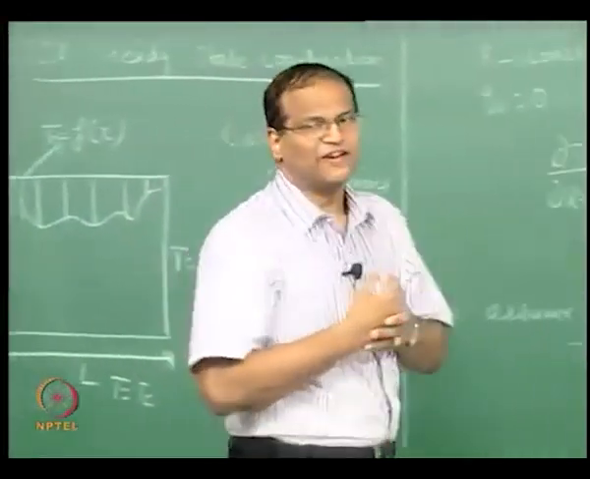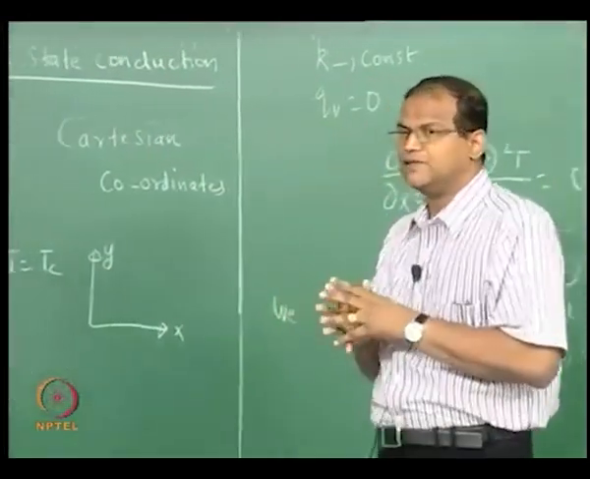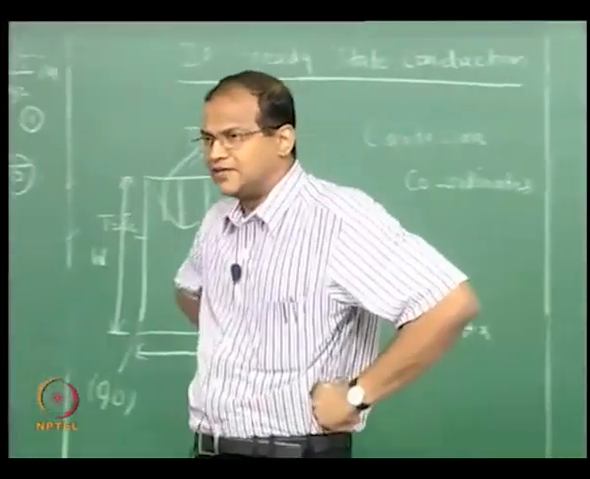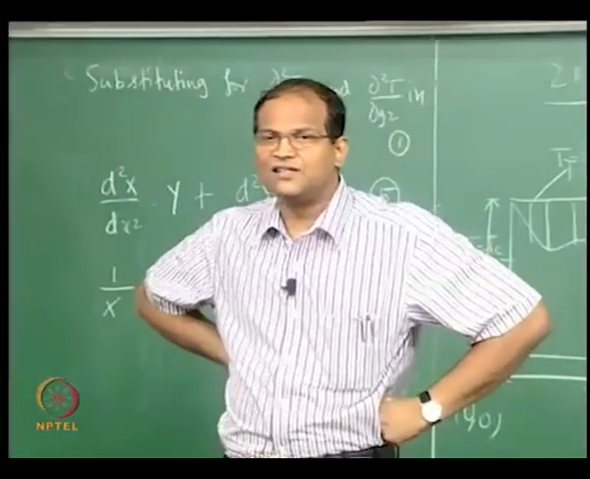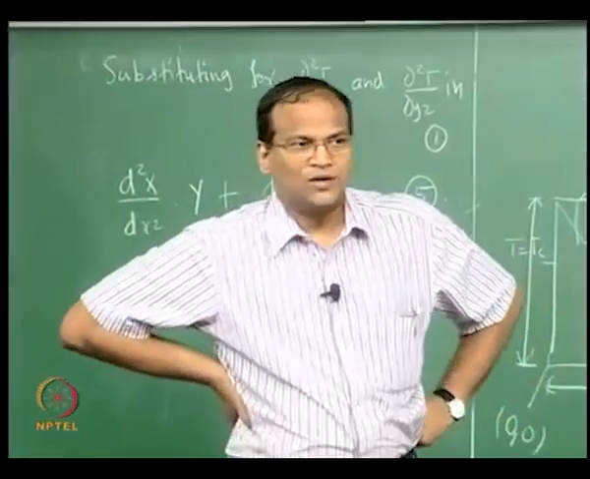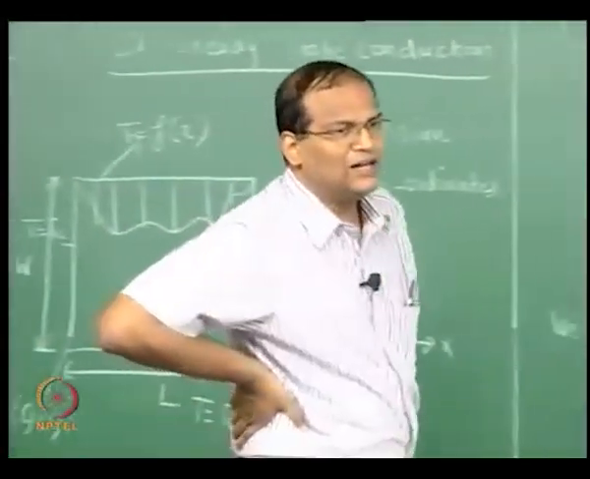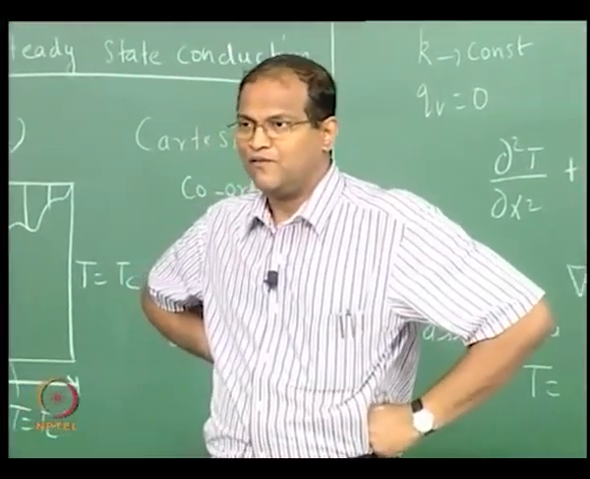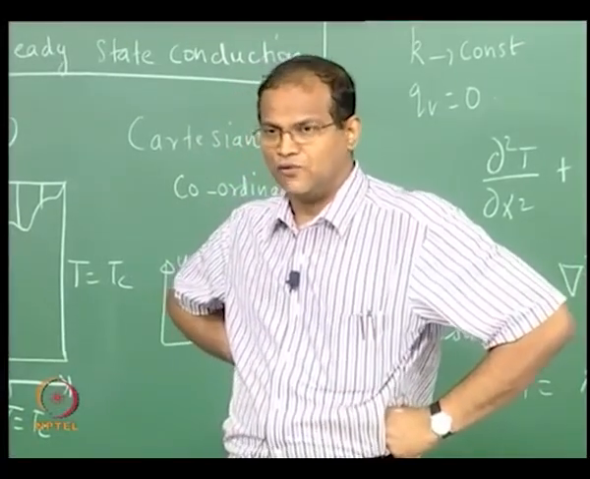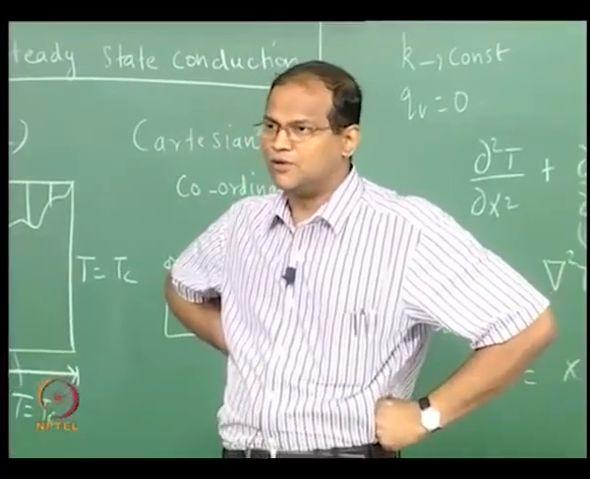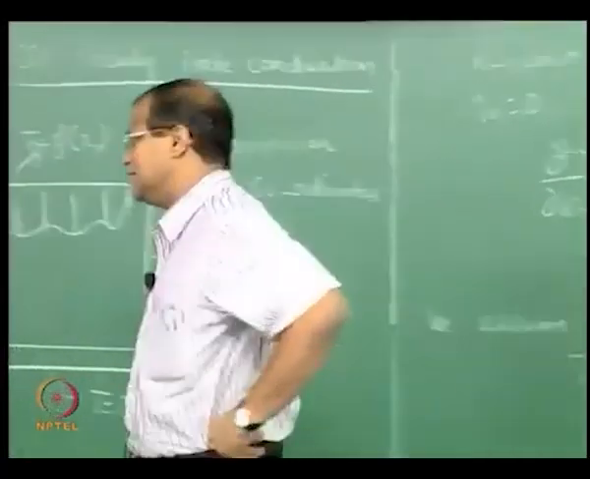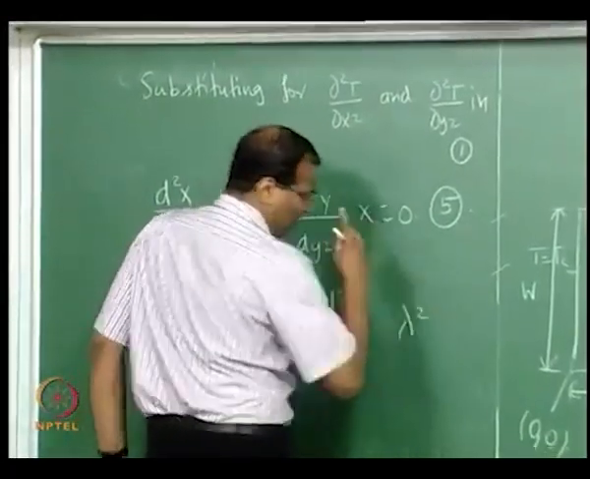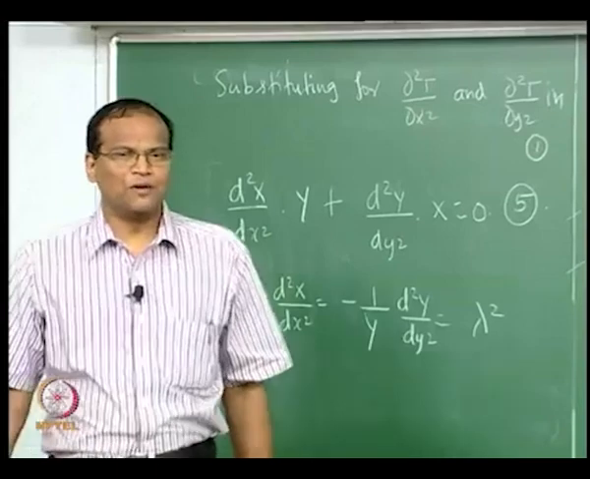Now look at equation 5. Equation 5 is very interesting because the left hand side is completely a function of x, the right hand side is completely a function of y. So if a function which is only a function of x must be equal to a function which is completely a function of y, each of these must be equal to a constant, otherwise this will not hold good in general. Therefore we say that this must be equal to lambda square. Now a doubt arises, why should it be lambda square?